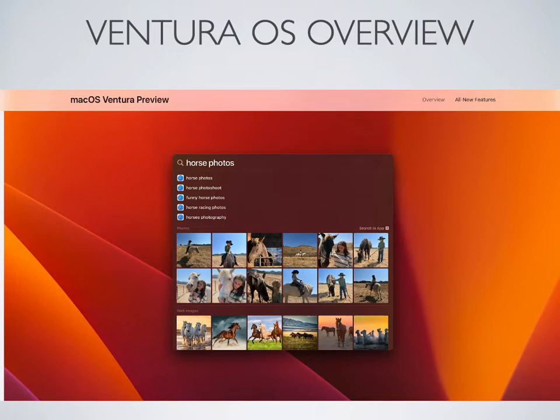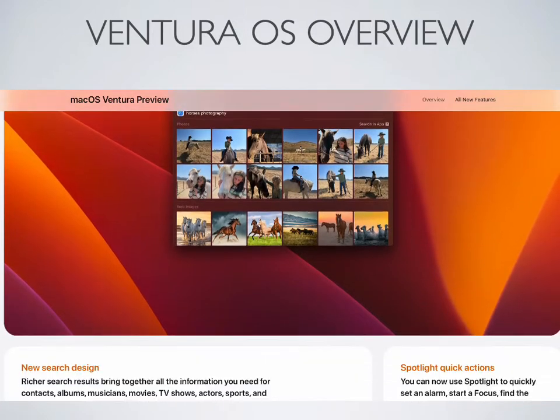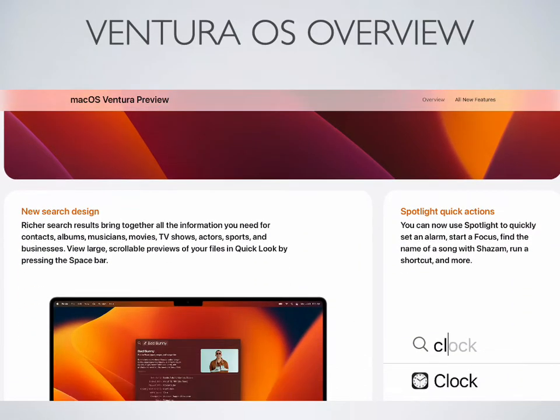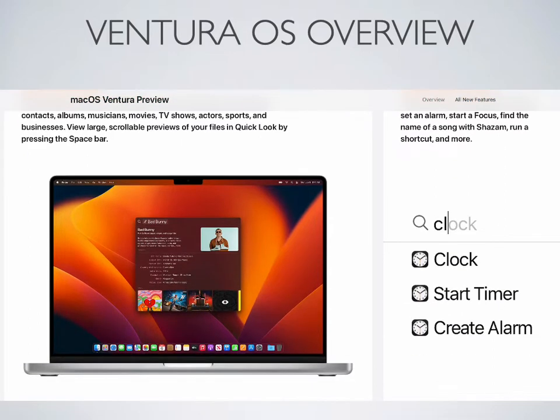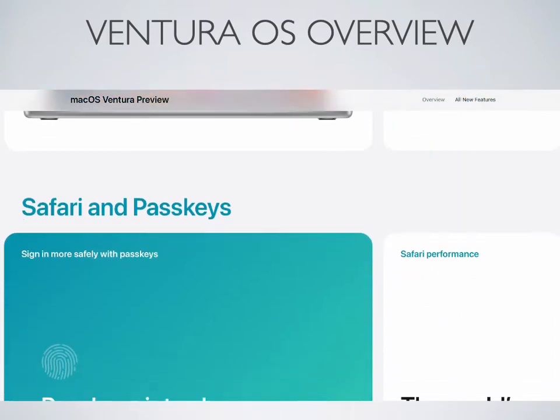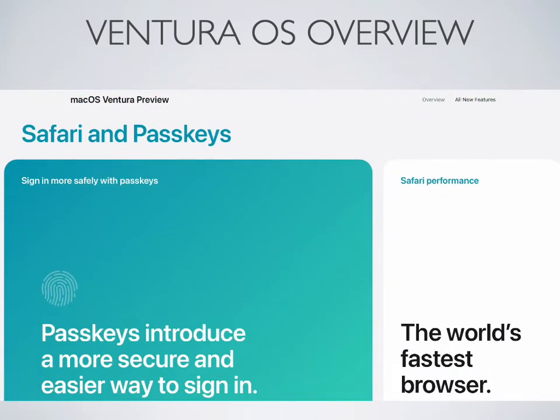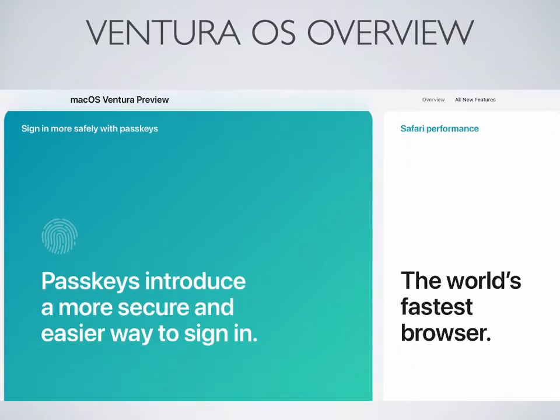There's also some changes as far as your Spotlight search. You can do reverse searches on photos, for instance. They've changed the way it looks a little bit. Another thing that they're working on, which is not quite finished yet, is called passkeys. But basically, they're trying to do away with passwords.